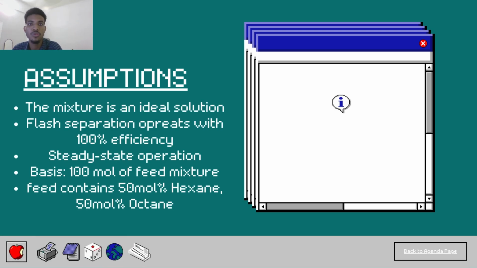So for solving this problem, we had some assumptions. First, the mixture is an ideal solution. The flash operates with 100% efficiency. It is a steady state process, with a basis of 100 moles of fed mixture, with a composition of 50% mole hexane and 50% mole octane.